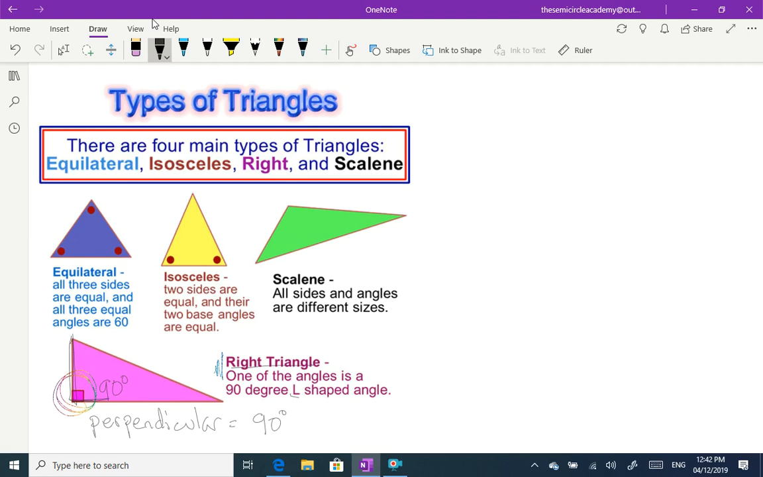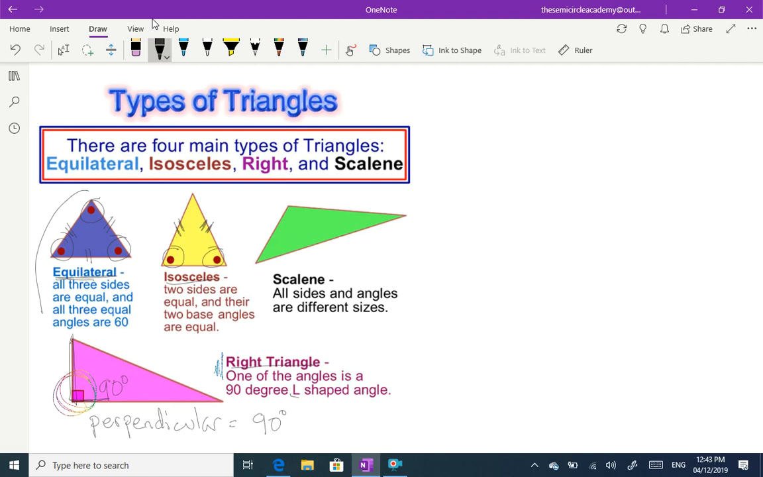Some of the other types of triangles, we have this equilateral triangle, where all three sides, so this side, and this side, they're all equal, and all of the angles in here are equal as well. So when you have the three sides and the angles equal, then that's an equilateral triangle. An isosceles triangle is only when you have these two sides being equal, right? And also the base angles are equal, and that's an isosceles.